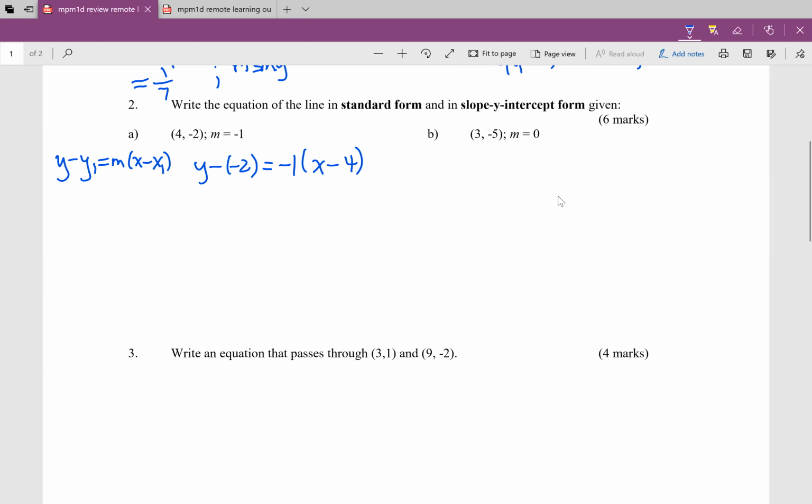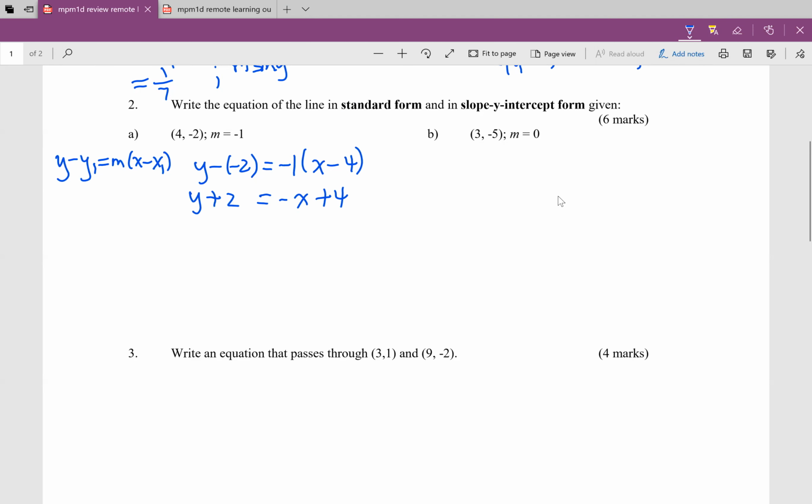And to put things in standard form, we probably have to clear the brackets. There are a couple of ways of going, and you might get a different way, but that's okay. We get -x plus 4. And again, how did I get plus 4? -1 times -4 is positive 4.